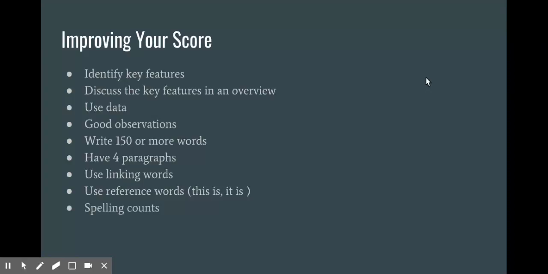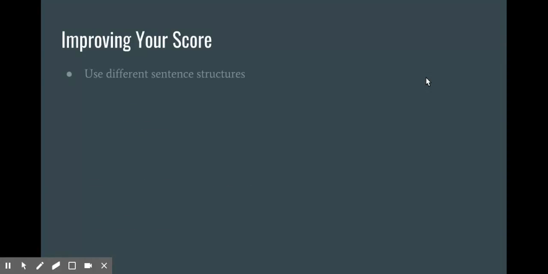Spelling counts. That's really, really important. How you spell counts. So make sure you're up on your spelling. And don't be informal. And that just means don't use slang, don't use idioms. That's all that really means. Use different sentence structure. Your sentences shouldn't all be super short. Use the correct tense. Most of these graphs will be in present tense.